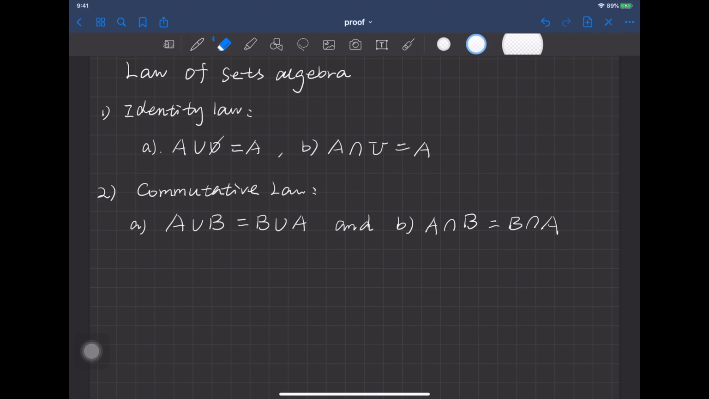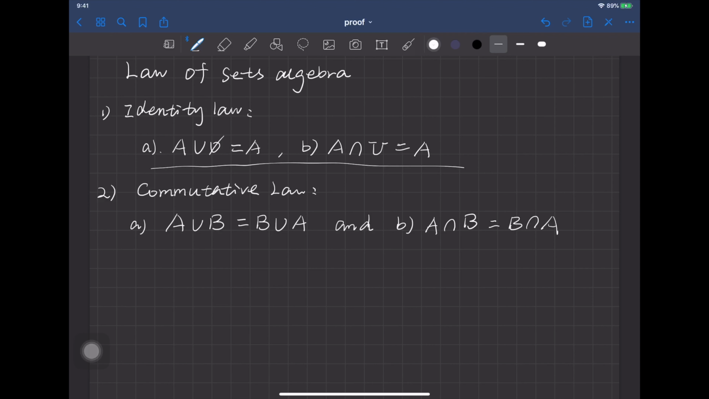Let's start with the laws of set algebra. The first law is the identity law. We have two conditions here. The first one is A union empty set is A itself. We already know from the definition of the union that we collect all elements of A and all elements of the empty set into our new set. But because we don't have any elements in our empty set, in this case we only consider A as itself.